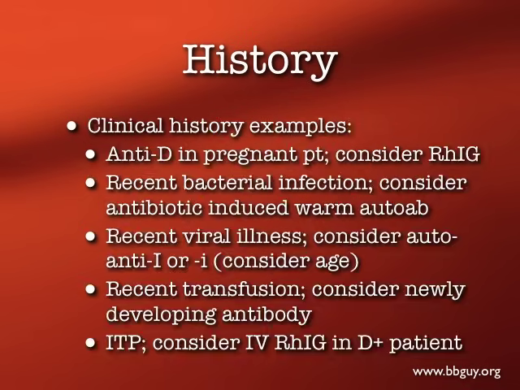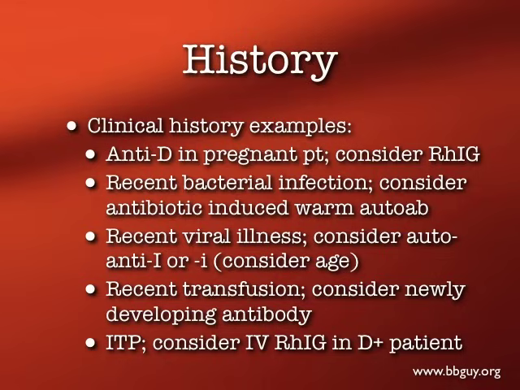Clinical history examples include anti-D in a pregnant patient. You want to consider RHIG in addition, obviously, to her forming her own anti-D. If someone has a recent bacterial infection, think about antibiotics potentially inducing a warm autoantibody. With recent viral illnesses, consider autoantibodies like auto anti-big I or little i. If someone's been recently transfused, that's a big, big clue that you need to look closely at the autocontrol. Consider a newly developing antibody. Consider a delayed hemolytic transfusion reaction.